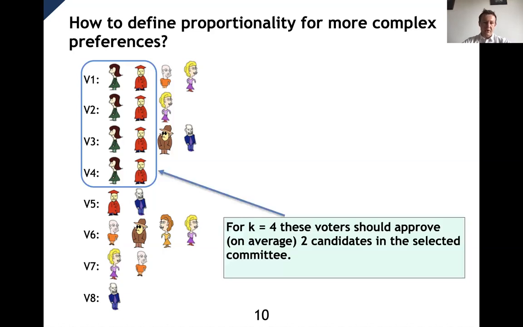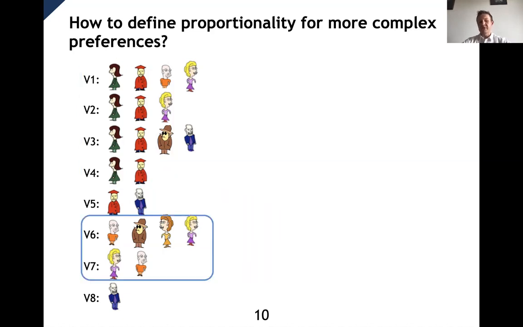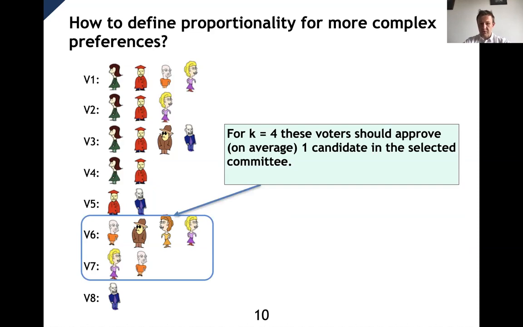Similarly, we can observe that this group of voters form 1/4 of the society, so they should be able to decide about 1/4 of the committee, that is about 1 candidate. They all agree on at least 1 candidate. Actually, they agree on 2, but agreeing on 1 is sufficient. So on average, those voters should be given at least 1 representative in the elected committee.